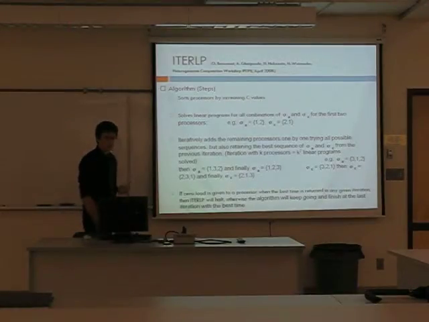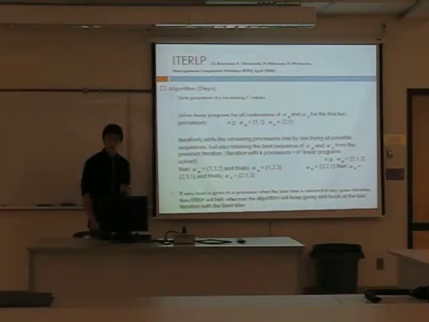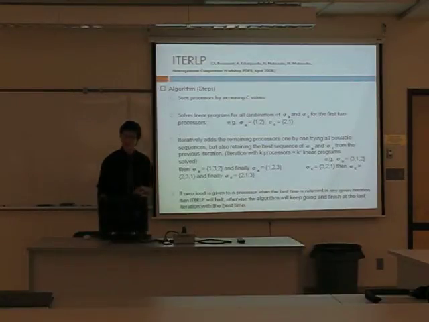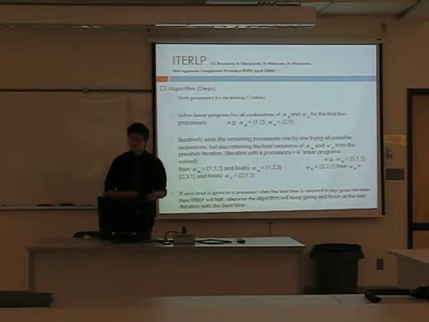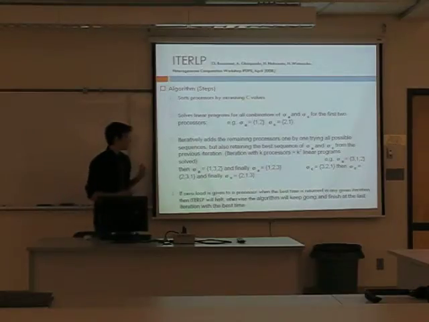In any given iteration, if there are k processors being used, there will be k-squared linear programs solved, rather than k factorial squared as with the OPT. The final thing it does is, if there is 0 load given to a processor when the best time is returned in any given iteration, then I2LP will halt and produce whatever time was best at that point and give all of our appropriate load fractions. Otherwise, the algorithm will keep going and finish with the last iteration's best time and load fractions.